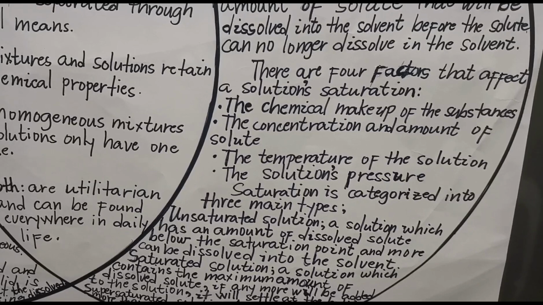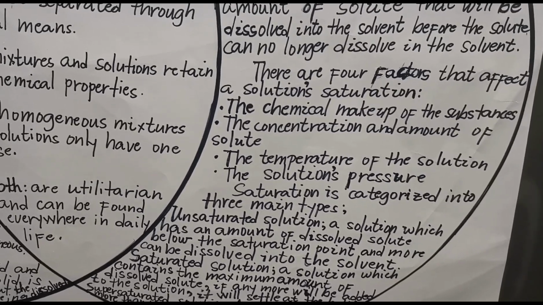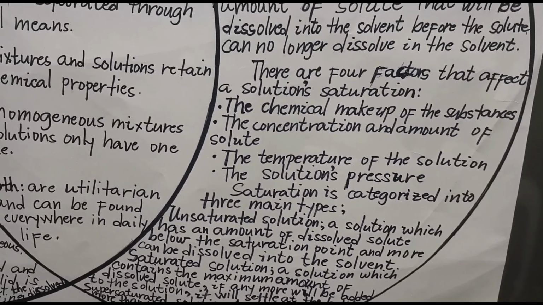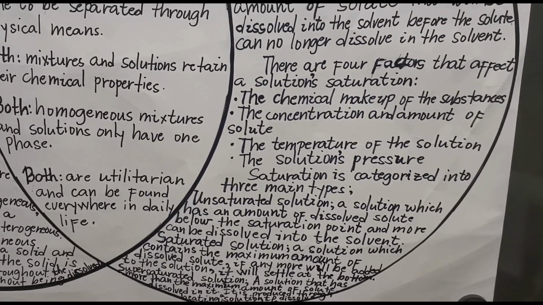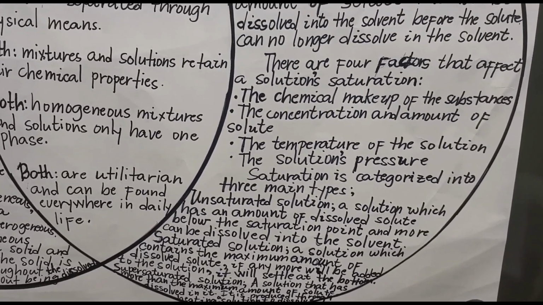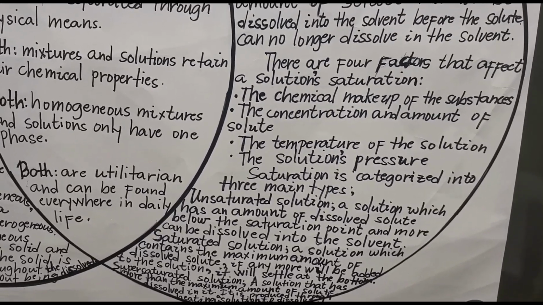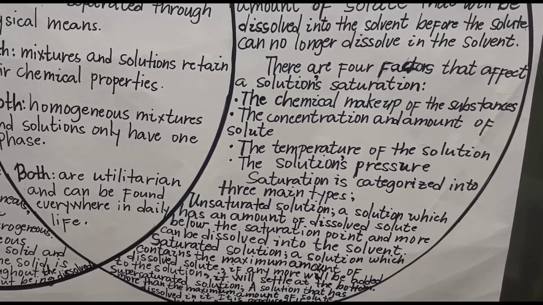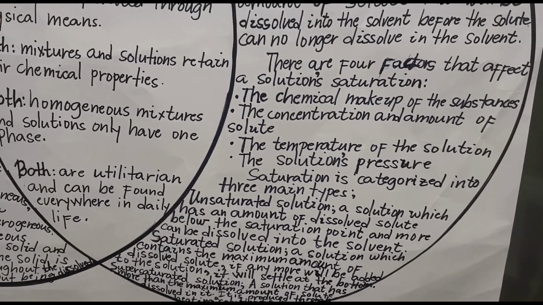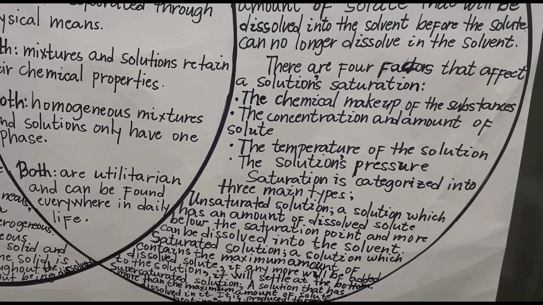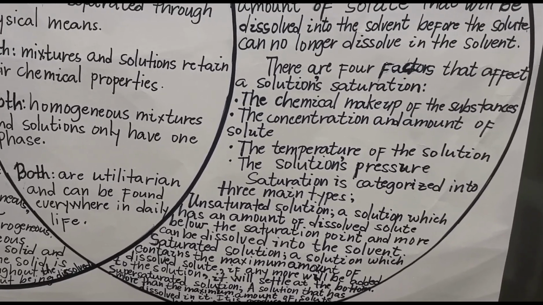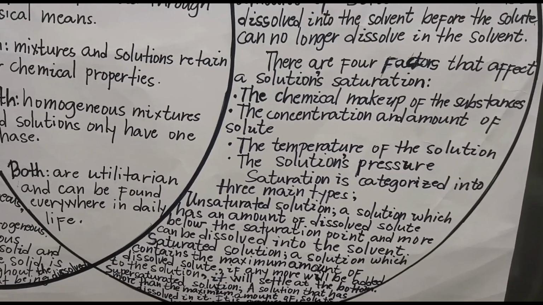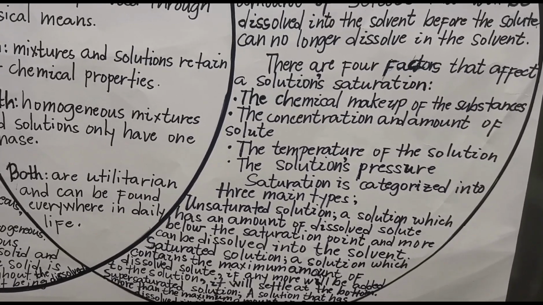It is a solution that has the maximum amount of solute dissolved in the solvent. If more solute is added, it will settle at the bottom. Now, let's proceed to the last type of saturation, which is the supersaturated solution. It is a solution that has more than the maximum amount of solute dissolved in it.